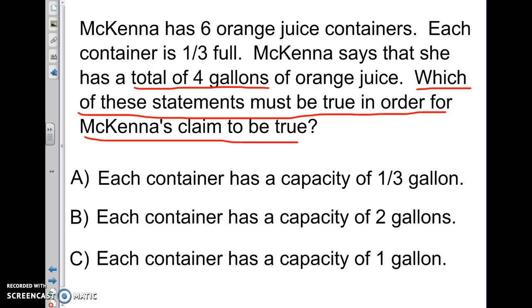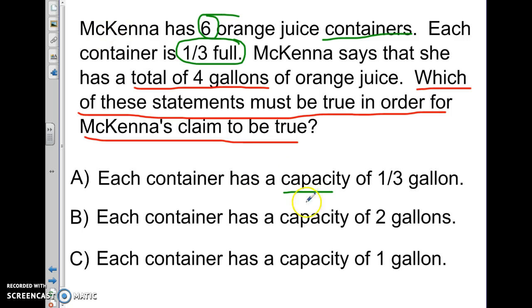Then we're looking at other facts that are going to help us solve this problem. We know that each container that she has is 1/3 full. We don't know how big the containers are yet, but we know that each one is 1/3 full. And we know that she has 6, I'll just circle this part. She has 6 containers, right? So 6 containers, each of those containers is 1/3 full. We need to figure out what's the size of each of those containers. That's what we mean by capacity.